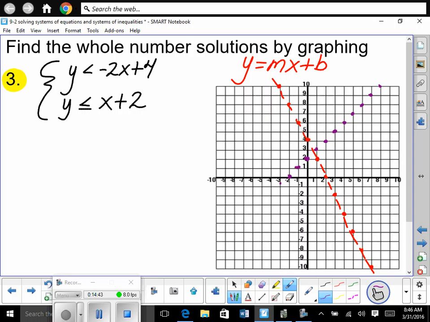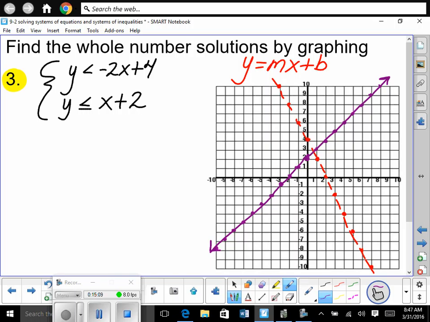So we're drawing in our second line. Now with this one, it does include its y values less than or equal to that line. So it is equal to that line, so we have a solid line. Now, if we were going to just shade for this purple line, the second line, we're shading for y values less than. Wouldn't that be below the whole purple line?